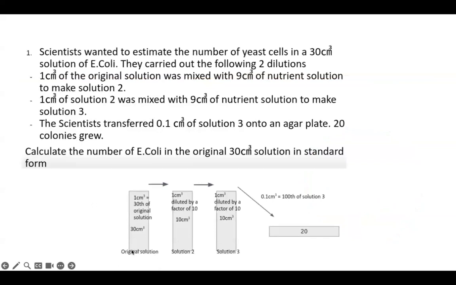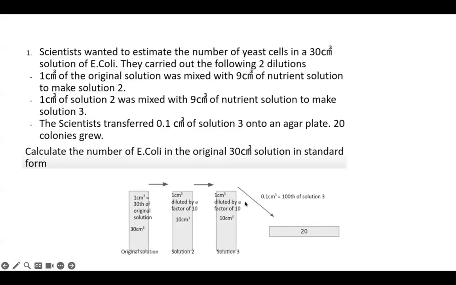Okay, going back to this question, someone asked another question. Are we timesing 100th 1/1000 of 30 centimeters cubed by 20 centimeters? Okay, where we know that a 100th of the solution 3 is going to be on the agar plate, we can then figure out, so we're doing the 20 colonies on the agar plate, we're timesing that by 100 because 100th of solution 3 has gone onto the agar plate.